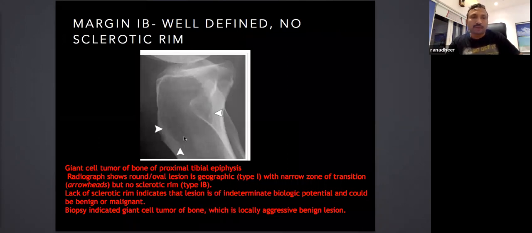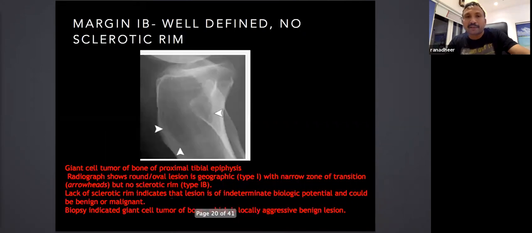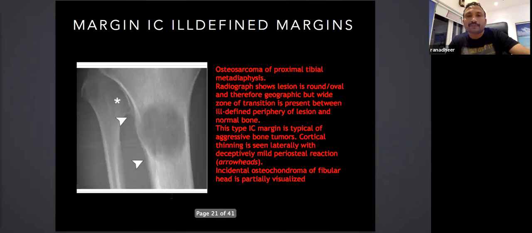Here also you have a narrow zone of transition, but there is no sclerosis. This is also another type of benign lesion, but the exception to this is giant cell tumor. Lack of sclerotic rim indicates the lesion is indeterminate. Most of the time, if you have a sclerotic rim, it indicates benign. Lack of sclerotic rim indicates it's indeterminate.